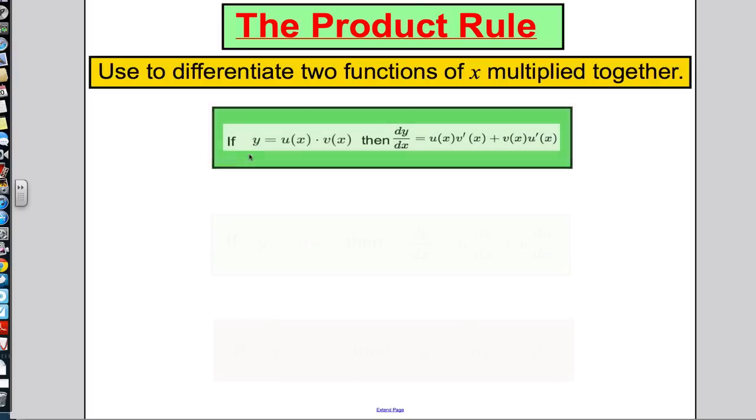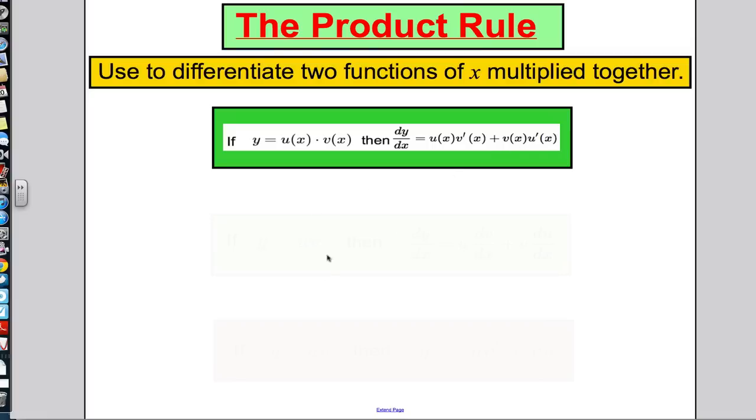If you have a function y, which is a function of x, u of x, multiplied by another function of x, v of x, so y is equal to this function u times another function v, then the derivative dy by dx, the gradient function, is u of x v dashed x plus v of x u dashed x.